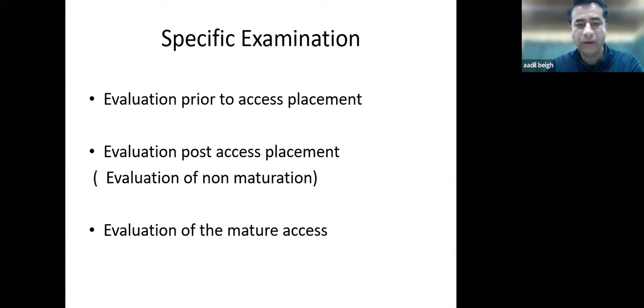How do we examine the non-maturation, what are the causes of those things, and how do we evaluate the mature access? The patient is on dialysis, has successful two-needle cannulation, and how will you assess those fistulas? So there are three things: the pre-evaluation, the evaluation of non-mature fistula and the causes of that, and the evaluation of the mature fistula.